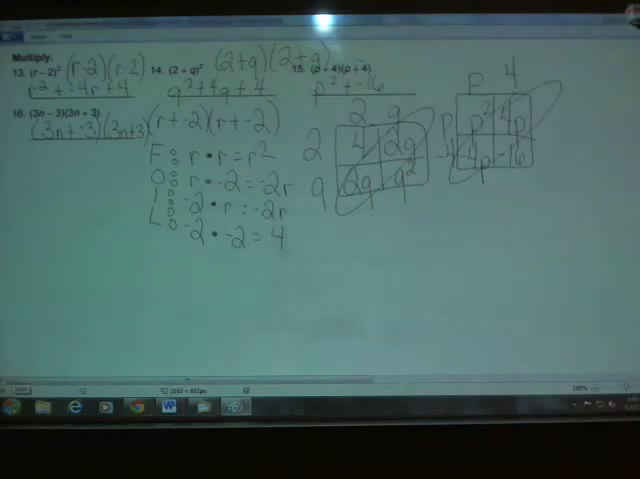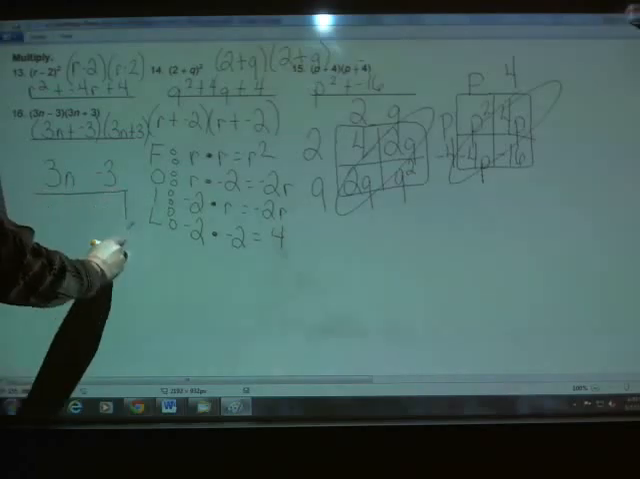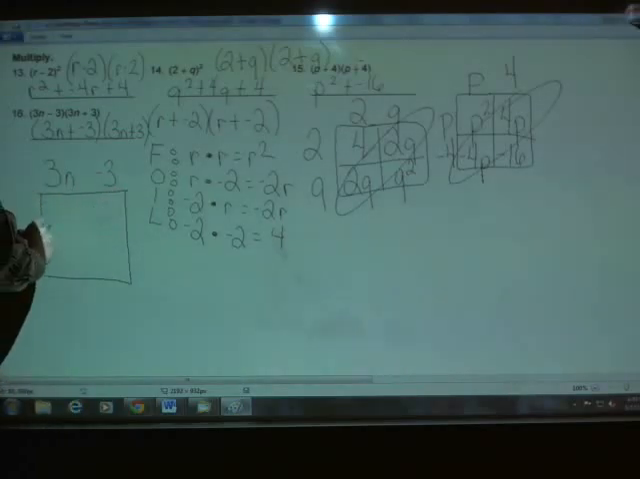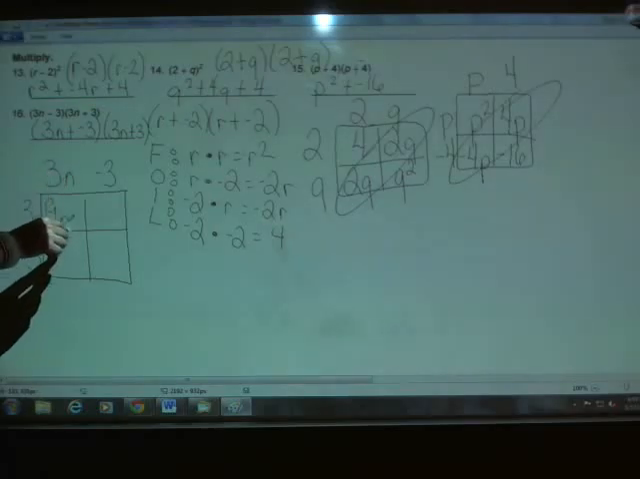And now that I've made that fix, I can go ahead and set up my table using the table method here because I should be set to go. I'm going to list 3n and -3 across the top, and 3n and 3 down the side. So the upper left box there is 3n times 3n. 3 times 3 is going to go together to make 9, and n times n makes n squared.